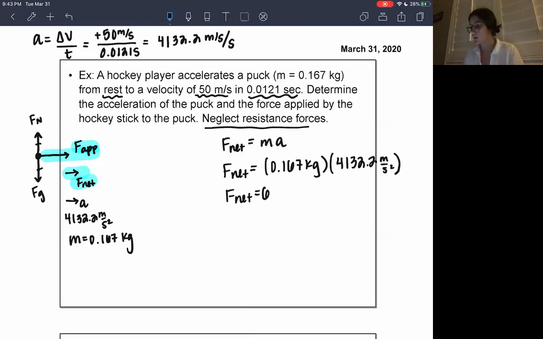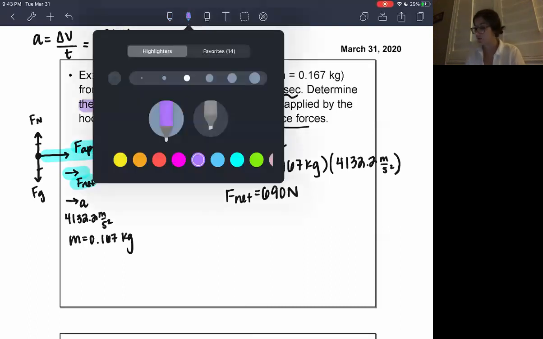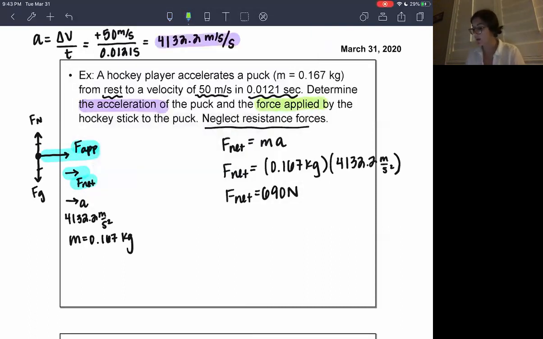690 newtons. Now, this net force is actually the same thing as my applied force from the hockey stick. So I've completely answered this question. I was asked for two things. I'm going to highlight my two answers in their respective colors. I was asked to determine the acceleration, which I did up here, and then I was asked to determine the force applied by the hockey stick, which I know is my net force right here. I suppose I could have highlighted that in blue now that I think about it, to stay consistent. So since I've completely answered both of these questions, I am good to go.